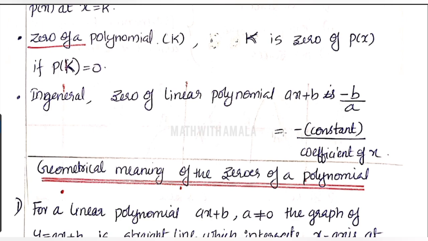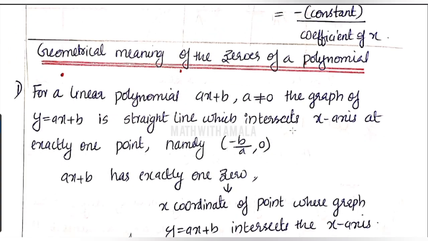And in general, for the 0 of a linear polynomial ax plus b, we can take the 0 as minus b by a. If we have 3x plus 2, then the 0 of that expression or polynomial is minus 2 by 3. Here b is the constant term and a is the coefficient of x.